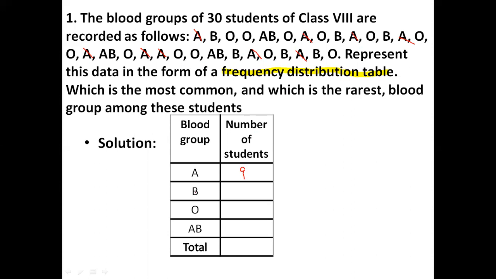Then we go to blood group B. So I will mark B: 1, 2, 3, 4, 5, and there is 6. So I have 6 students who have blood group B.